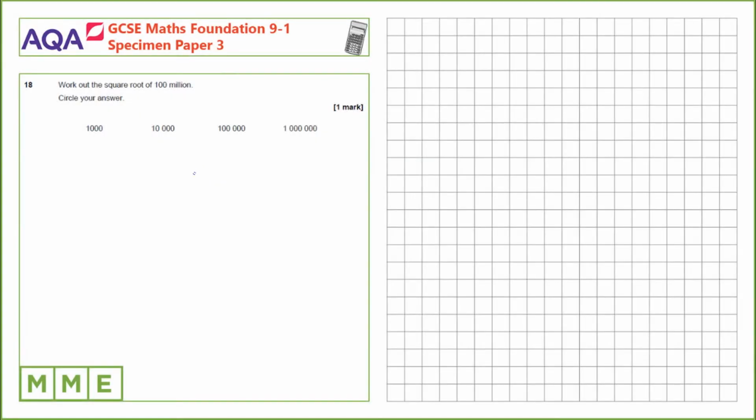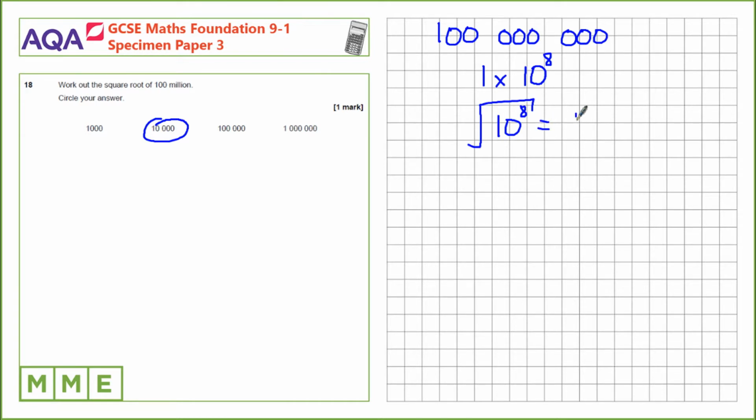Question 18. Work out the square root of 100 million. Circle your answer. 100 million is 100 with 6 zeros after it. You can take the square root of that on the calculator and find 10,000. Alternatively, this could have been a non-calculator question, and we would have to write 100 million in standard form first. So call that 1 times 10 to the 8. And then we could take the square root of that, the square root of 10 to the 8 being 10 to the 4, which is the same as 10,000.